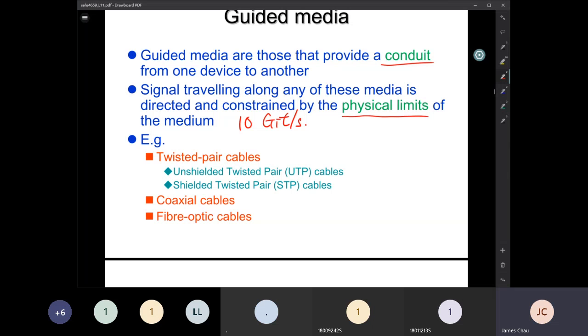The cables we are going to describe include the twisted pair cables. Under this category, we have the UTP, unshielded twisted pair cables, or the shielded twisted pair cable, STP. We have the coaxial cable, but nowadays coaxial cable may be phased out because the transmission speed is not that high. Normally we look for optical fiber because it supports a fast transmission speed.